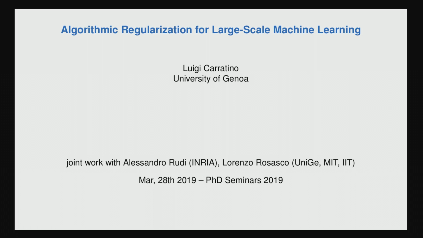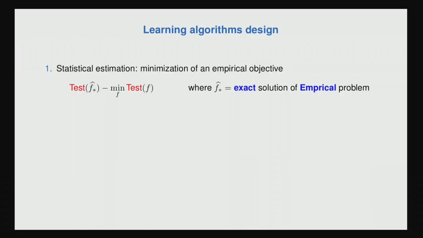So thanks, Veronica. As Veronica was saying, the question that we're going to try to give an answer to is how optimization in machine learning, and especially in large-scale machine learning, influences the statistical properties of the function that I want to learn. This means what can I say about how good my function is going to be on future data, how good my function is going to generalize based on the type of optimization that I choose.